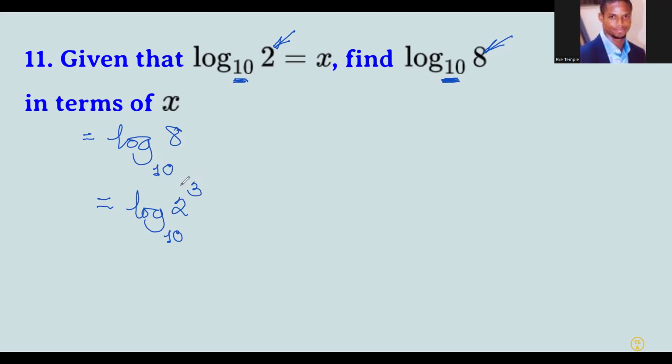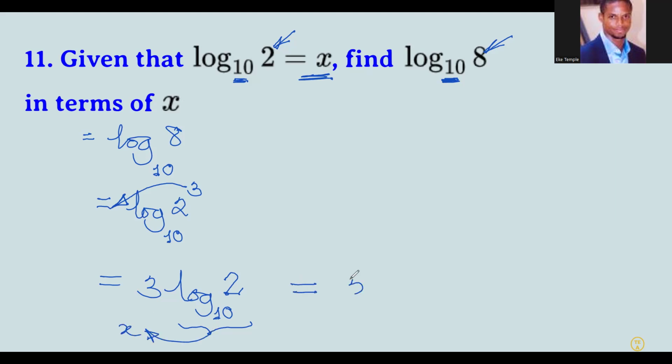And now, remember, the power belongs to the back of the log. So this is going to be 3 log base 10 of 2. Beautiful. Log base 10 of 2 is the value given to us in the problem. Log base 10 of 2 is already given as x. So we're going to replace all of it with x, and that means our final answer can be written 3x. Very simple, isn't it?